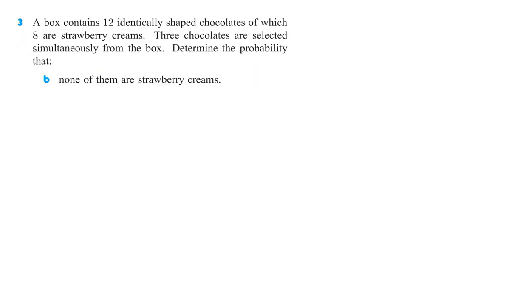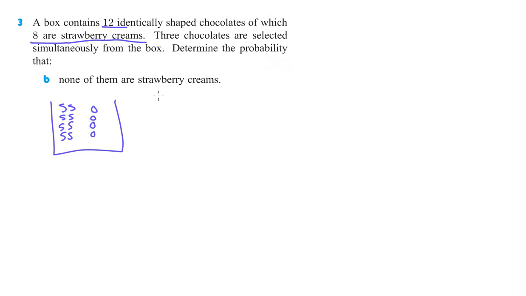Okay? Moving on to number 3, box contains 12 identically shaped chocolates, of which 8 are strawberry creams. So we got 12 chocolates, 8 strawberry creams. 3 chocolates are selected simultaneously from the box. Determine the probability that none of them are strawberry creams. So we got a box, and we've got 1, 2, 3, 4, 5, 6, 7, 8 strawberry creams. We don't even know what the other ones are. So let's put those as other. 1, 2, 3, 4 more, because 8 and 4 gives us our 12. Determine the probability that none of them are strawberry cream.